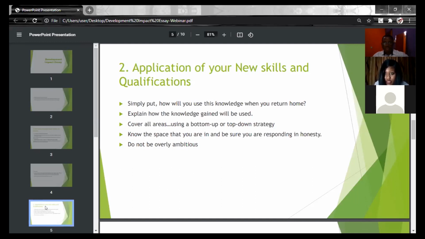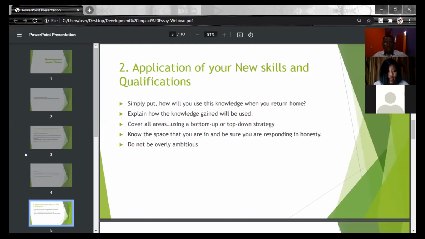So know the space that you're in, and just be honest on how you're going to put the skills into use. And another thing, do not be overly ambitious, as in do not say like I'm going to do this with these skills this way, making big plans on how you're going to put the skills into use which are not realistic. So try to be as realistic as possible.